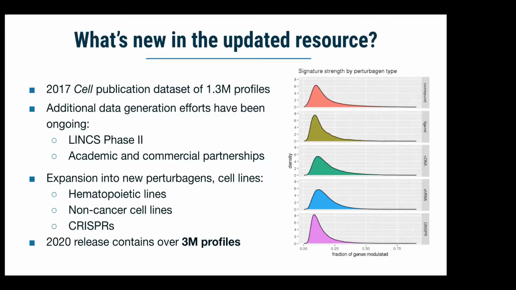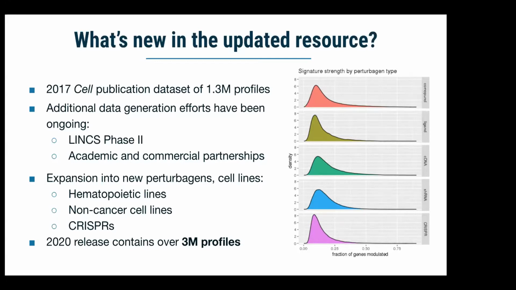And the plot on the right just gives you a high-level view of one of the metrics that we compute from these signatures. So it's a distribution of signature strength, which is really just the fraction of genes that are significantly up or down regulated in a particular signature. And it's split by the different types of perturbations, from compounds on the top all the way down to CRISPR at the bottom. So this is just a very high-level view of the data set, but already you can start to see some trends that particularly maybe CRISPRs are a little bit more subtle in terms of the gene expression changes they induce relative to treatments like compounds, for example.